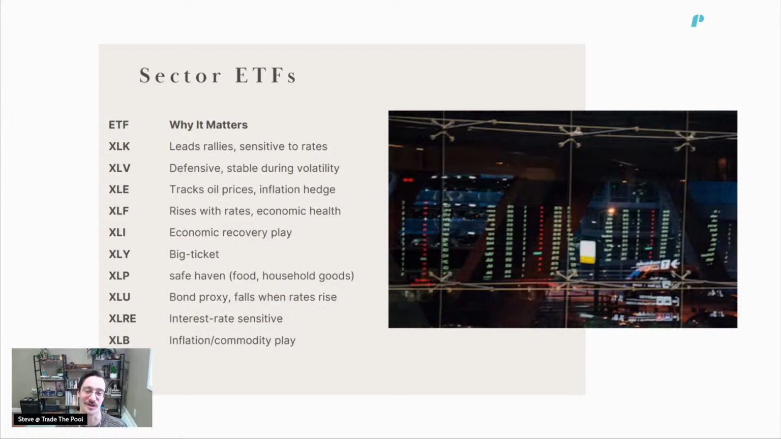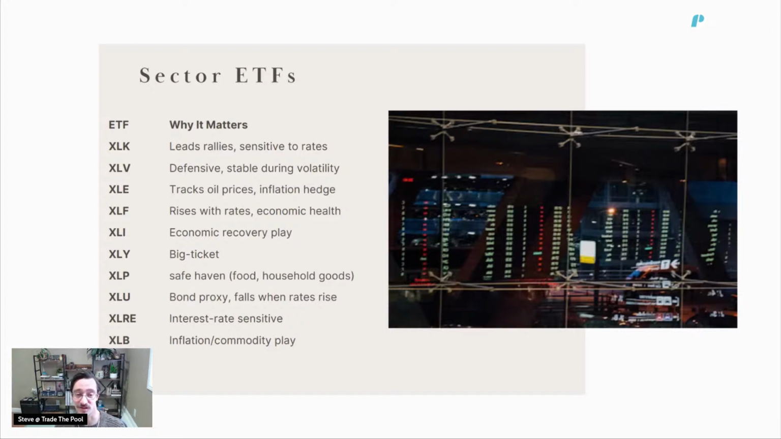We're going to go over the spiders here, the spider ETFs, all the X names, and talk about what they do to the market. We've mentioned a few, so I won't spend too much time on tech, but it's really important to have a good understanding of what each component does to a market. So XLK is tech, the tech ETF, and it leads rallies and is very sensitive to rates.